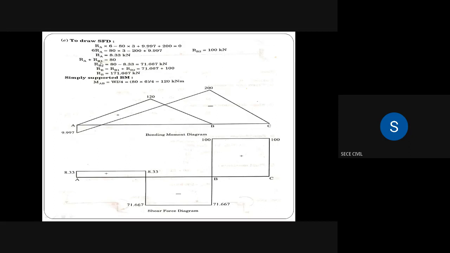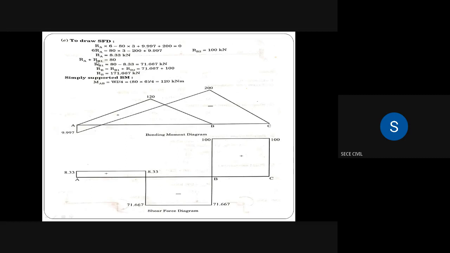So RA plus RB1 is equal to 80 kilonewton in span AB. Okay, so we know RA, so we can calculate RB1. RA plus RB1 is equal to 80. Therefore, RB1 is equal to 80 minus RA. RA is 8.33, and we are getting RB1 as 71.667 kilonewton.